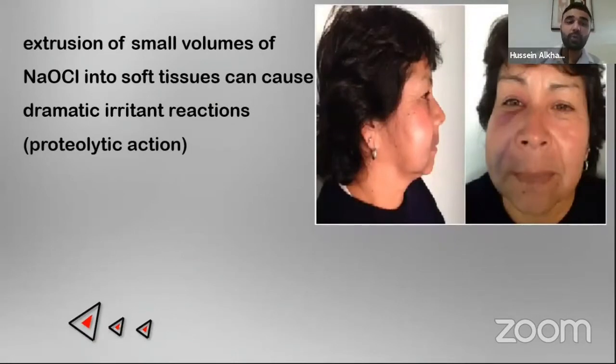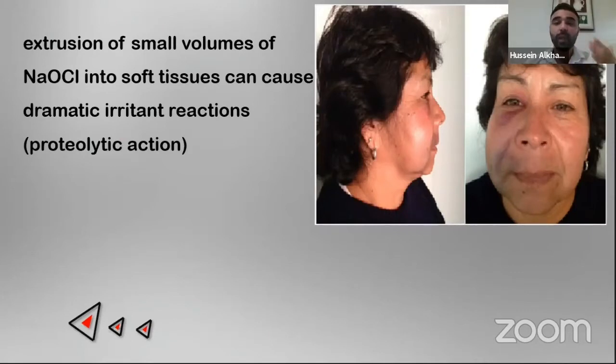Extrusion of small volumes of sodium hypochlorite into soft tissues or periradicular tissue can cause what is known as a sodium hypochlorite accident, due to the high proteolytic or tissue dissolving ability of sodium hypochlorite. What do we do if a patient is exposed to such an incident? If a sodium hypochlorite accident occurs, we need to manage it following this protocol. The first and most important step: the dentist shouldn't panic, and should explain to the patient what happened and what possible scenarios the patient might experience, such as swelling, edema, ecchymosis, etc.